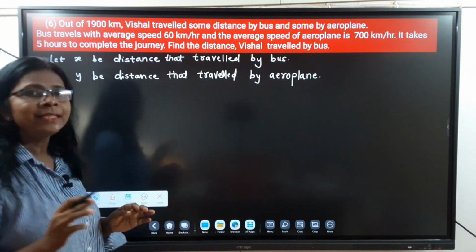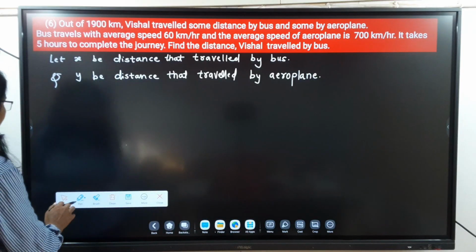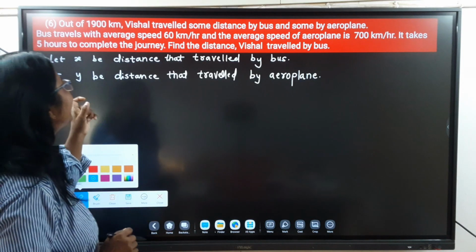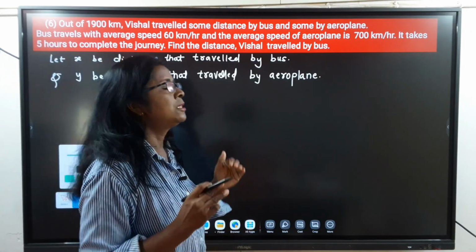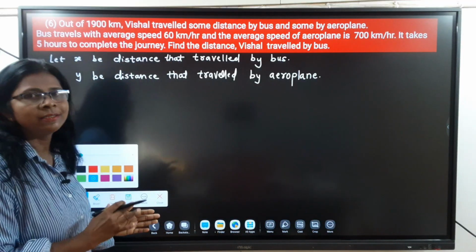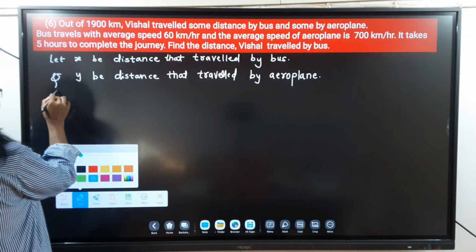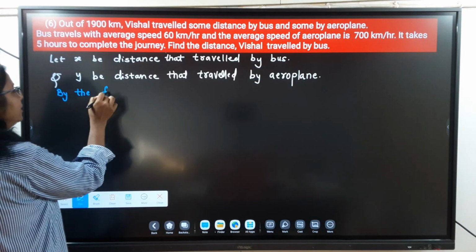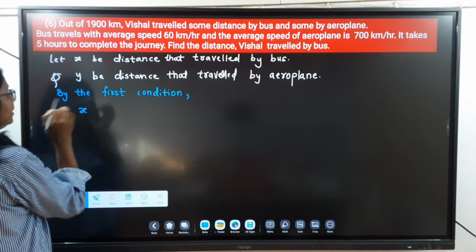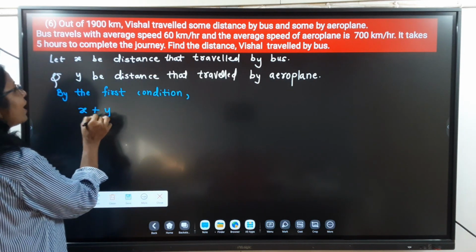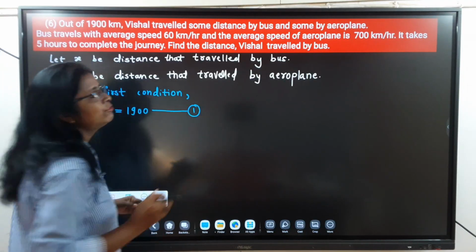Okay, so now as per the given conditions in the example we get the equations. First, out of 1900 kilometer distance, we shall travel some distance by bus, some distance by aeroplane. This is the first sentence of the example, which is nothing but the first condition. So by the first condition, the distance traveled by bus and the distance traveled by aeroplane, that is x plus y, is equal to 1900 kilometer, and call it the first equation.